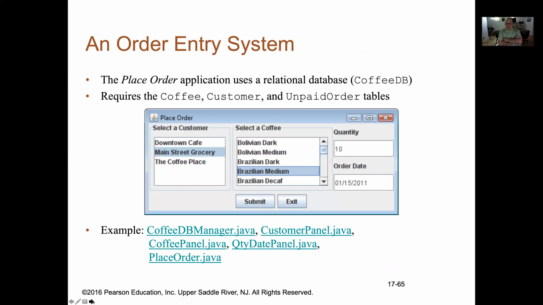The place order application uses a relational database, CoffeeDB. It requires the coffee, the customer, and unpaid order tables.